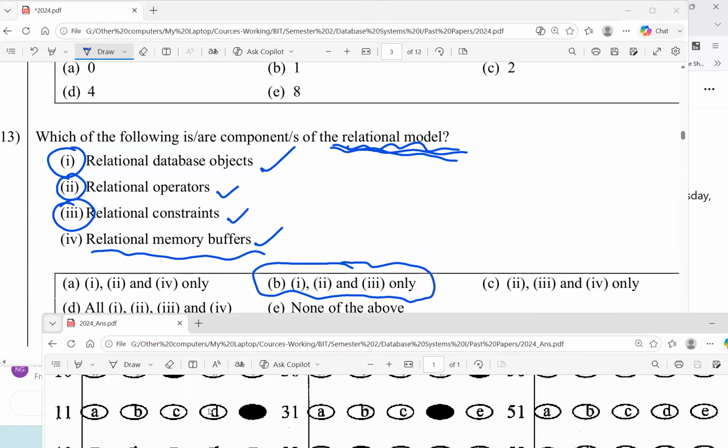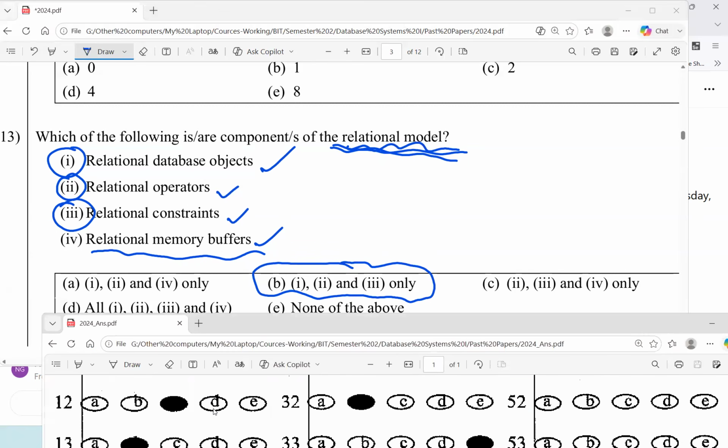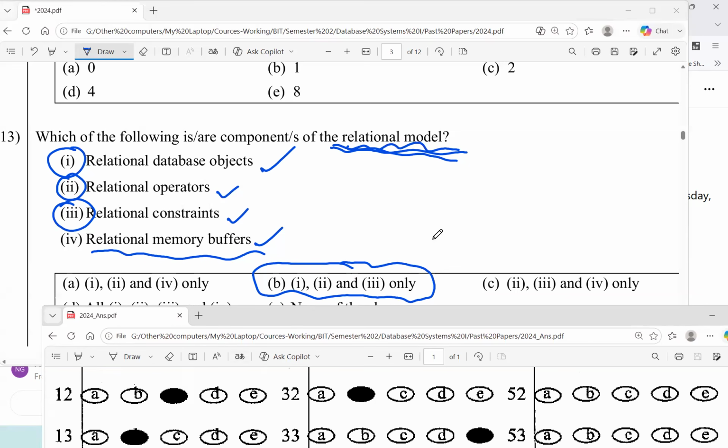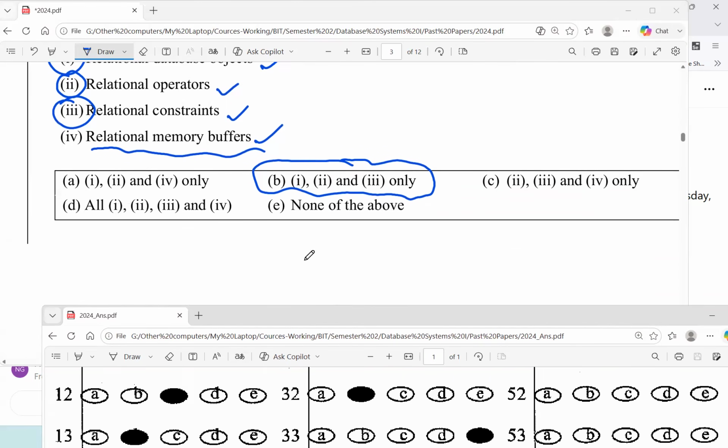Let's see the examiner's answer. Yes, answer is B. Right. So remember, relational theory is more concept, theoretical thing. Memory buffer is not theory, right? It's technology. So therefore, my guess is correct. Actually, I guessed it, and it's correct. Okay. 14.